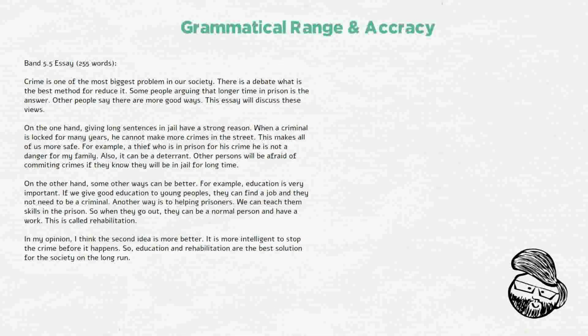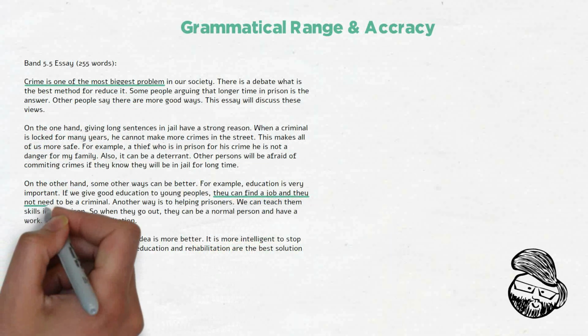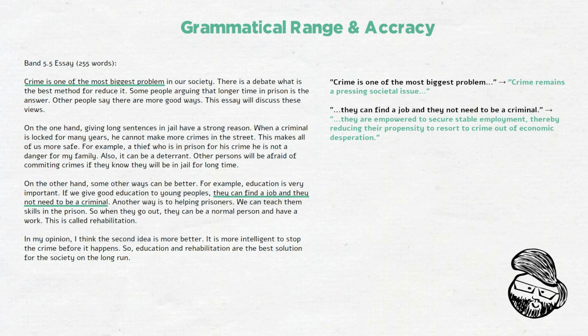Finally, grammar. The 5.5 essay has several basic errors that the Band 7+ writer would never make. We need to eliminate these and use more complex structures. The first correction fixes a basic superlative error. The second upgrade transforms a single grammatically incorrect sentence into a complex one using a passive structure, are empowered, and a participle clause, thereby reducing. This demonstrates a far greater command of grammatical structures.